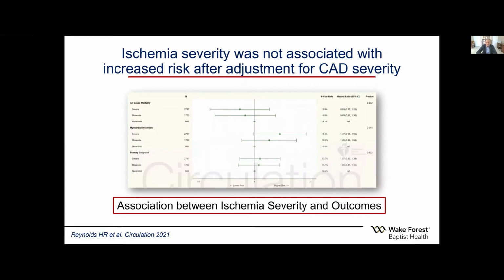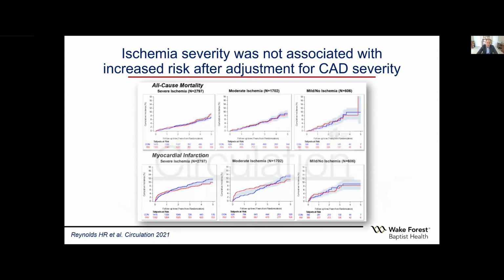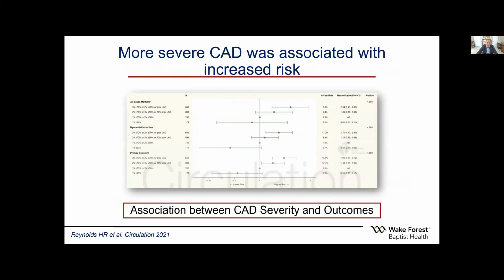So here, looking at the association between ischemia severity and outcomes, what they look at is mild, moderate, or severe ischemia as related to all-cause mortality, myocardial infarction, and the composite primary endpoint. And you can see that actually ischemia severity was not associated with increased risk after adjustment for coronary disease severity. Coronary disease severity essentially being atherosclerotic plaque burden. And you can see that whether we're talking about all-cause mortality or myocardial infarction, the degree of ischemia, the severity of ischemia was not related to either of these outcomes.